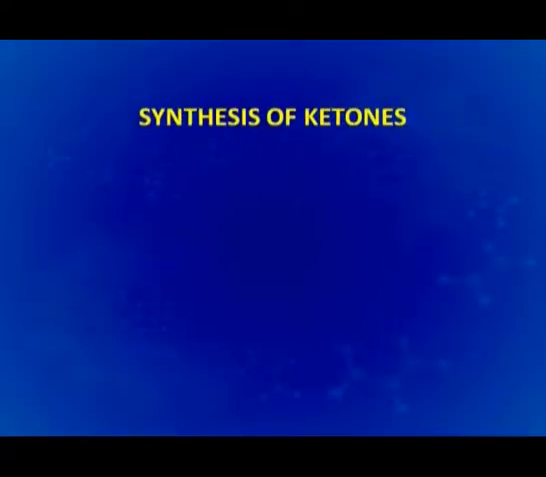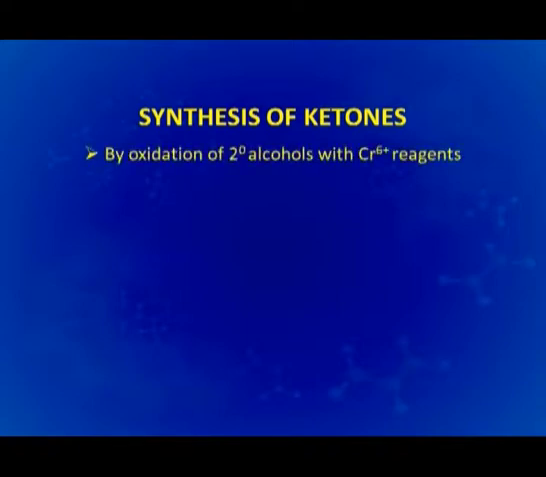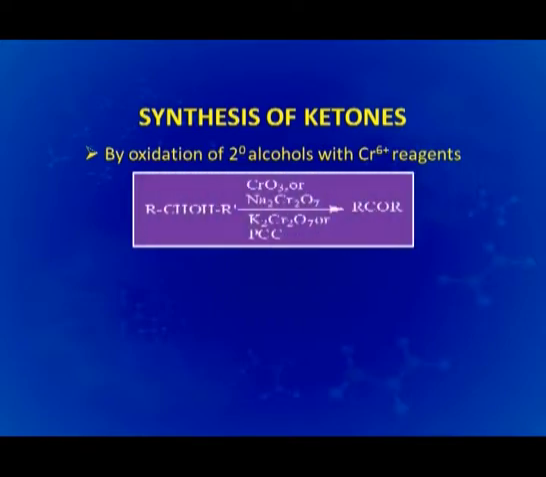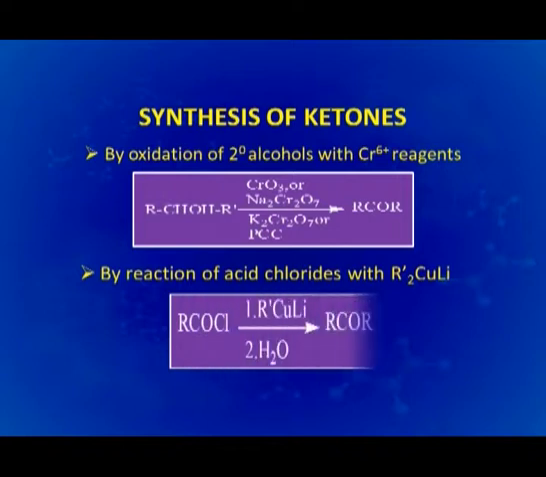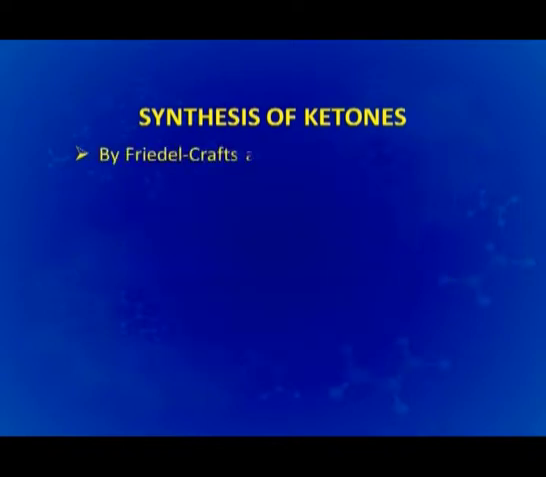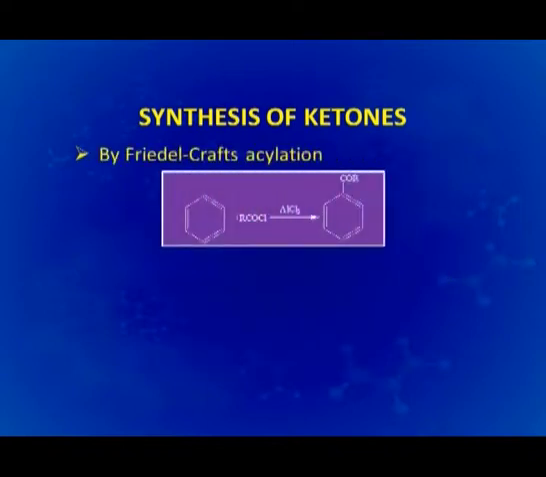And next we will move on to the synthesis of ketones. These are also the general methods to prepare ketones. First one is by oxidation of secondary alcohols with chromium reagents. Second one is by reaction of acid chlorides with alkyl cuprates, and the third one is the Friedel-Crafts acylation, and the fourth one is hydration of alkynes.